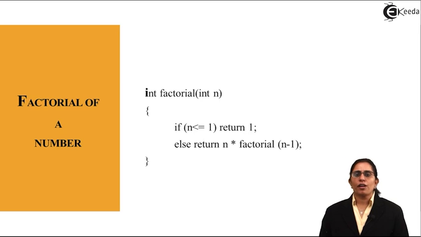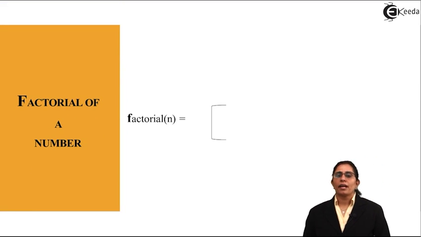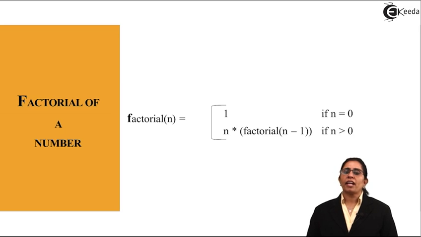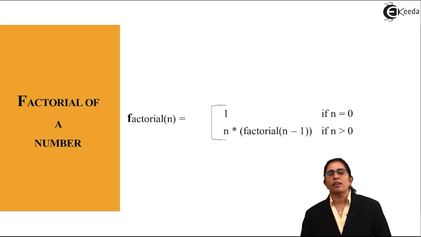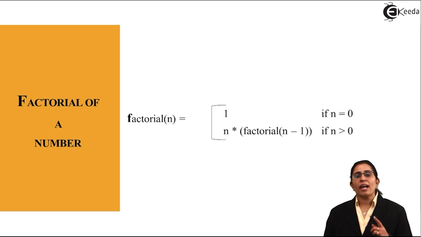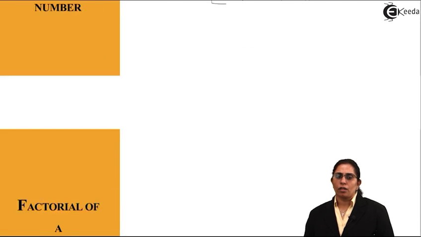The factorial of a number is given by factorial n in the bracket. It can be defined as 1 if n is equal to 0, and n into factorial n minus 1 if n is greater than 0. So this is how my iterative process of recursion will continue.